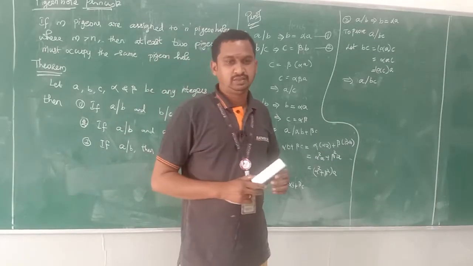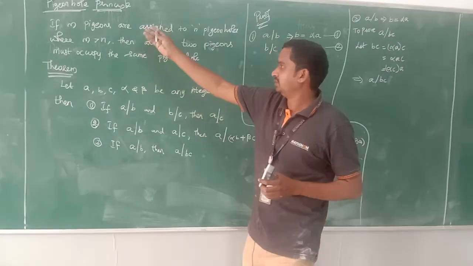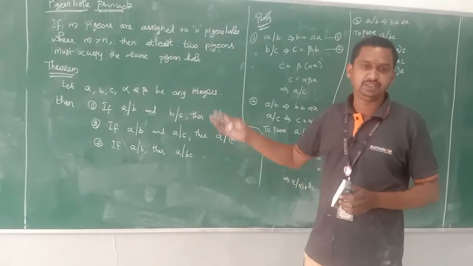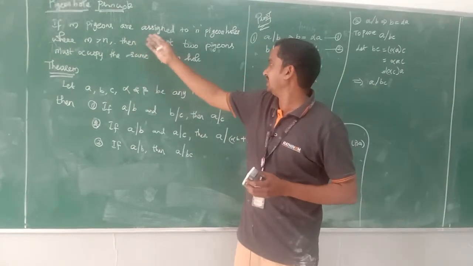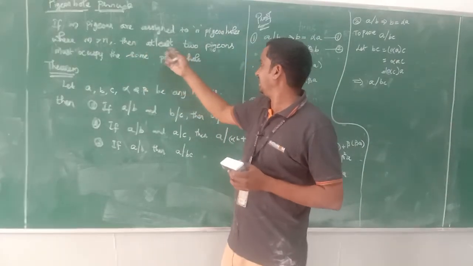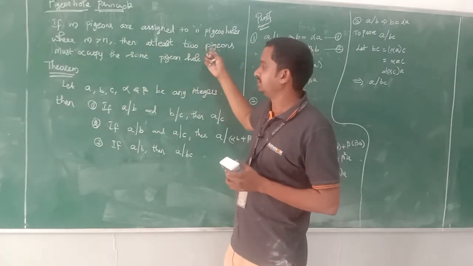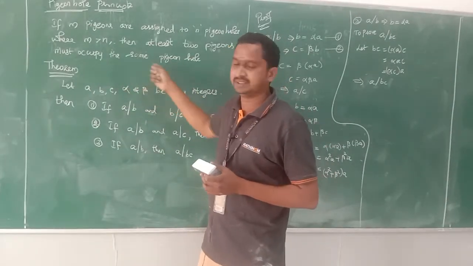After the division algorithm, we discuss the pigeonhole principle. The definition of the pigeonhole principle is: if m pigeons are assigned to n pigeonholes where m is greater than n, then at least two pigeons must occupy the same pigeonhole.